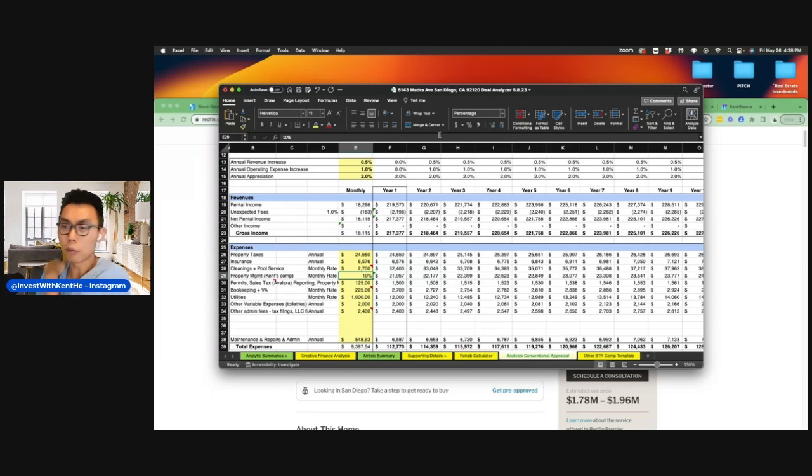And property management, I put in 10%. You will often see 15 all the way up to 25% for the industry. I just charge a lower amount since I self-manage the property myself, and I also have equity in the property.